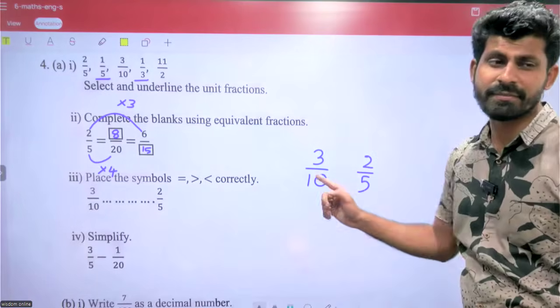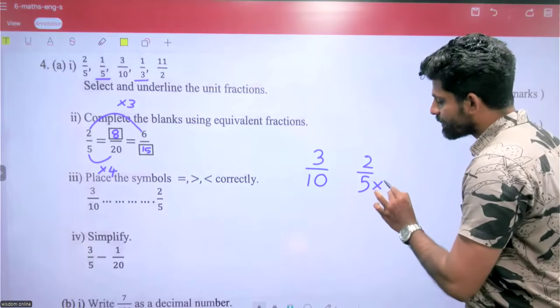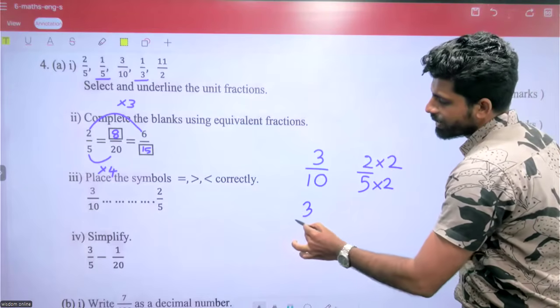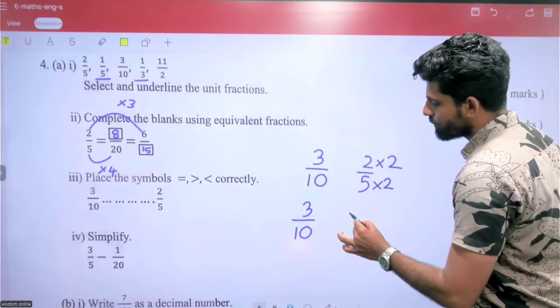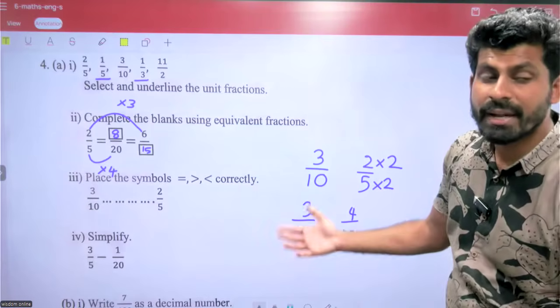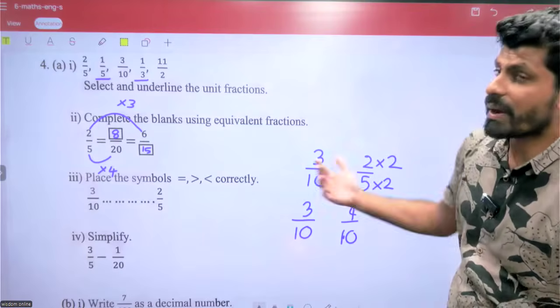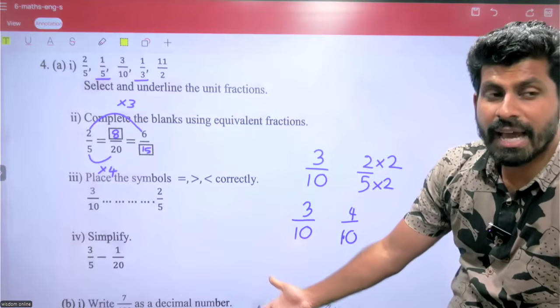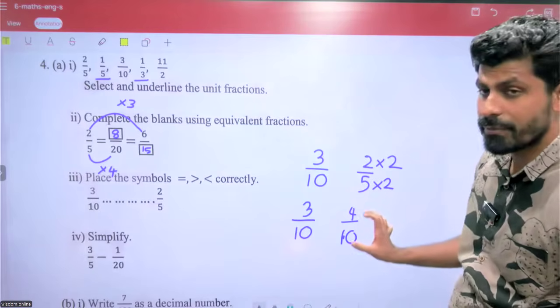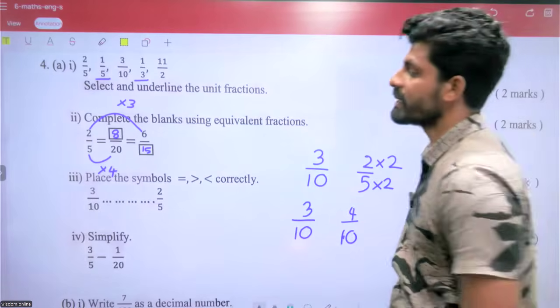So how to convert 5 to 10? Multiply by 2. That means 3 over 10 and 4 over 10. 3 parts out of 10, 4 parts out of 10. So what is the larger one? What is the greater one? වැඩි එක කවුද? 4 parts or 3 parts? 4 parts.